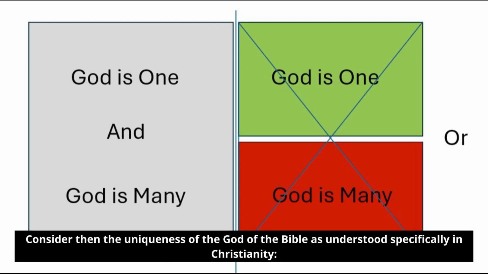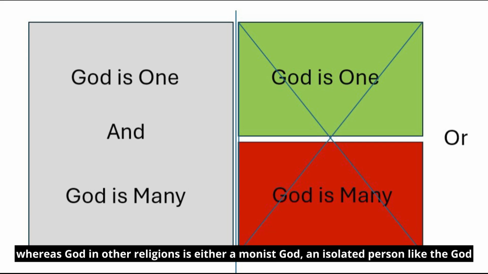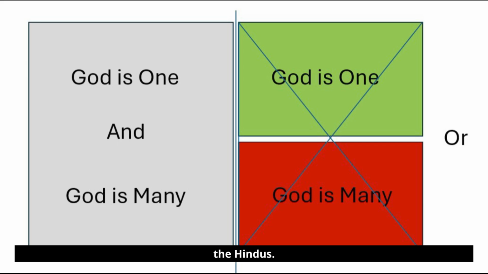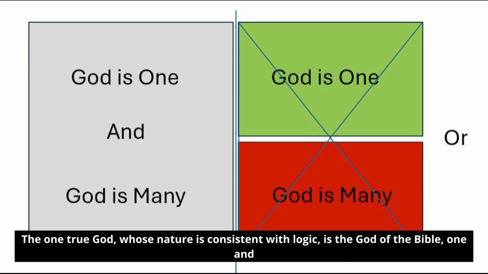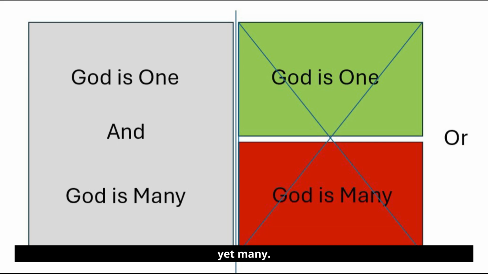Consider then the uniqueness of the God of the Bible as understood specifically in Christianity. Whereas God in other religions is either a monist God, an isolated person like the God of Islam, or a panel of gods often jostling for position like the gods of the Greeks and the Hindus, the one true God, whose nature is consistent with logic, is the God of the Bible, one and yet many, many and yet one. Again, applying the third rule of definition to God, we reason that God is self-relating, which is the definition of God's personality. This is why the Bible speaks of God as He and not it, but we will revisit this subject in greater detail later.